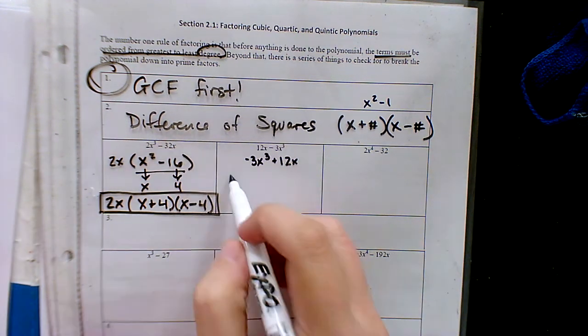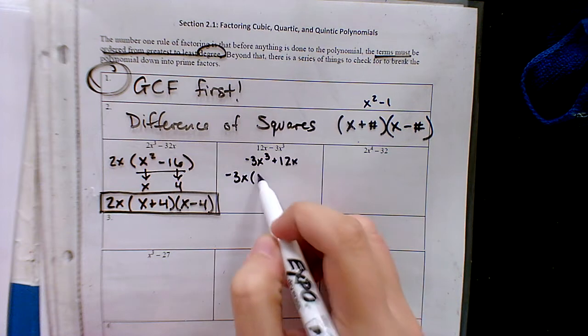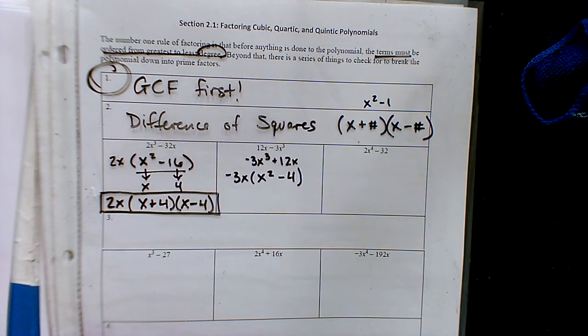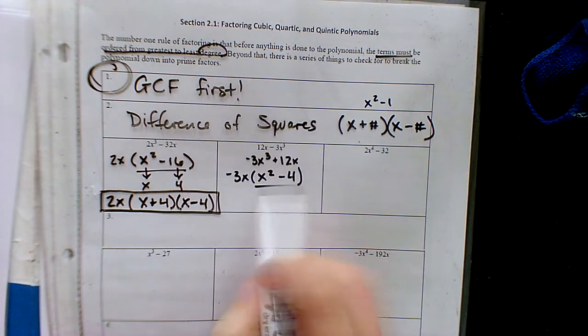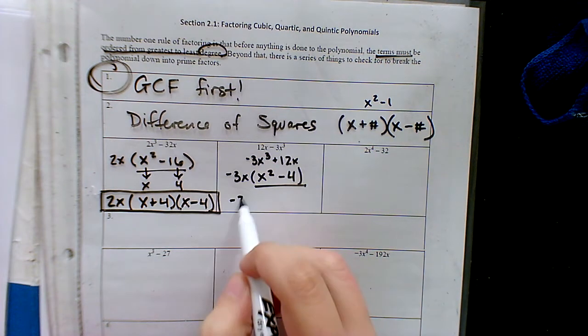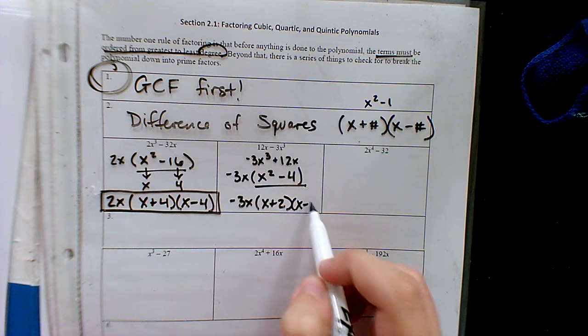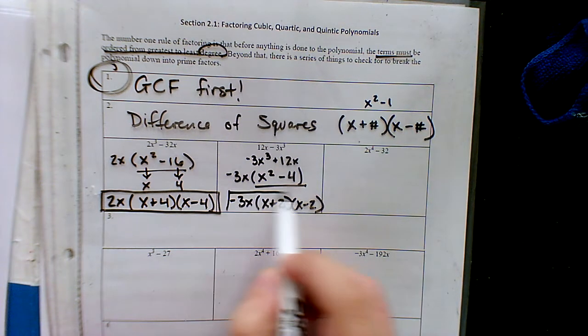What do you see, Eli? Negative 3x. A negative 3x. Okay, so we're left with x squared minus 4. Can we keep going? Yeah, we have a difference of squares. So this would be x plus 2 and x minus 2.